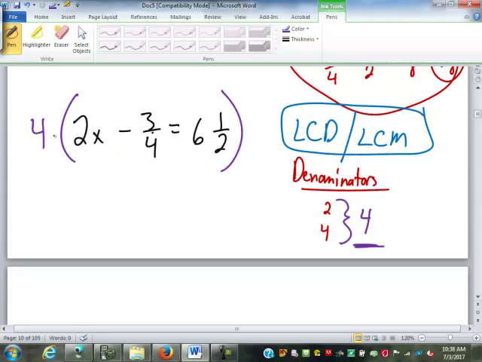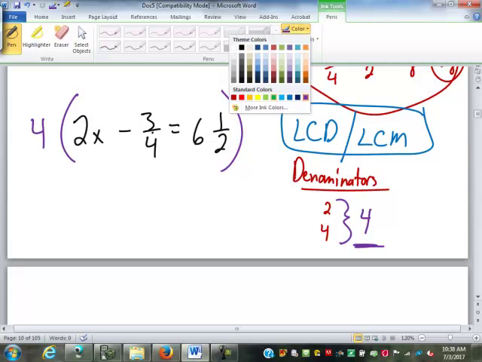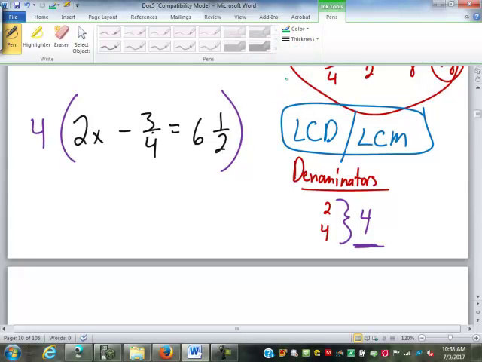Now notice the parentheses are around the whole equation. Every term, every digit in this equation has to be multiplied by the 4. So 4 times 2x is 8x. 4 times a negative 3/4: negative 3/4 times 4 over 1. The 4's cancel out. That's just a negative 3.